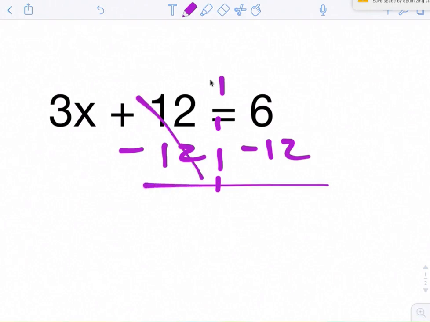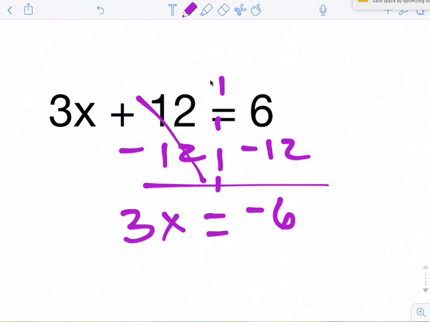And so this one crosses each other out. 6 minus 12 equals negative 6. If you're not that great at automatic calculation, use a calculator. I have to all the time.